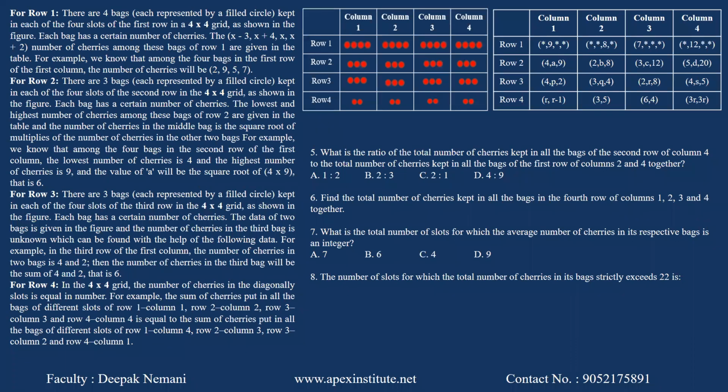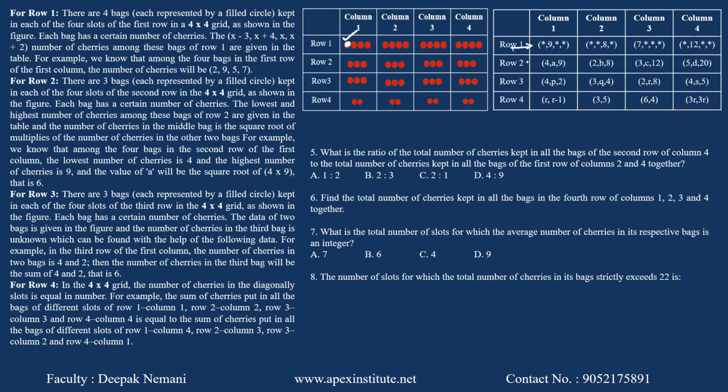Now here we are given that for row 1 there are 4 bags, each represented by a filled circle. So each circle represents a bag kept in each of the 4 slots of the first row in a 4 by 4 grid. So this is the first row and first column. Now each bag has a certain number of cherries, and the number of cherries will be in the order x minus 3, x plus 4, x and x plus 2. Among these bags of row 1 are given in the table, and we are given the number of cherries in the bag. For example, we know that among the 4 bags in the first row of the first column, the number of cherries will be 2, 9, 5, 7.